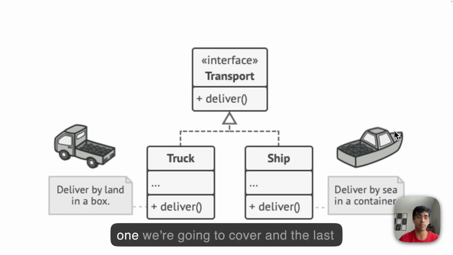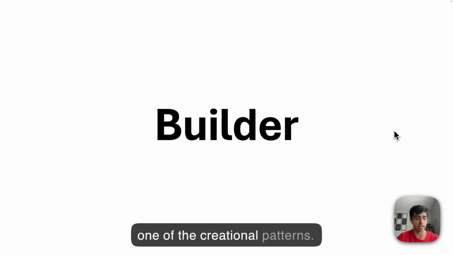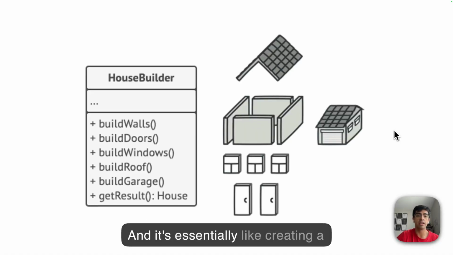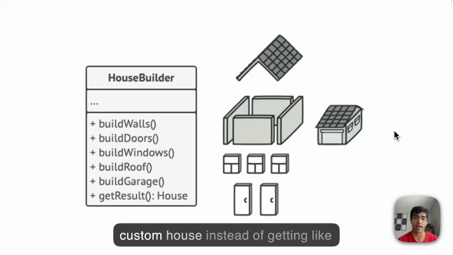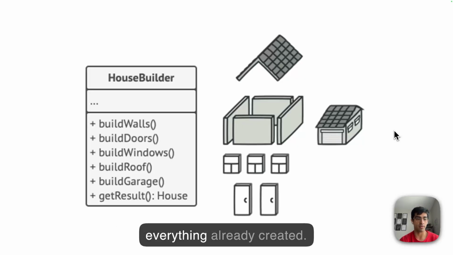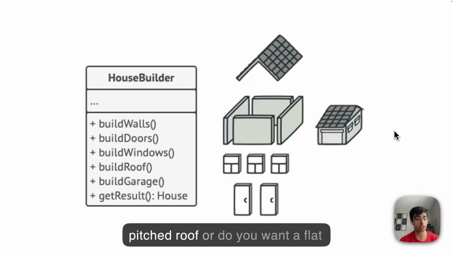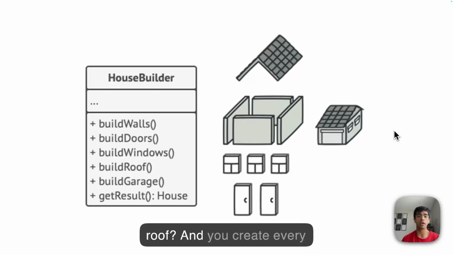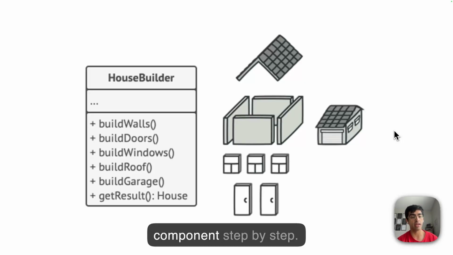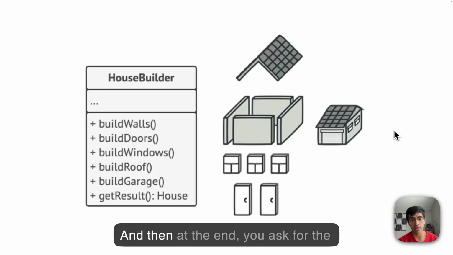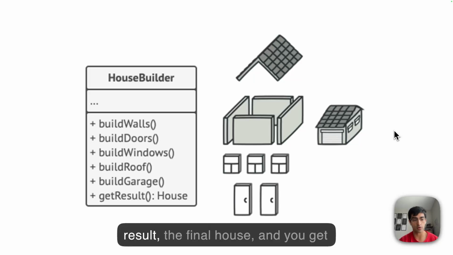Now, the builder pattern is the next one we're going to cover, and the last one of the creational patterns. And it's essentially like creating a custom house. Instead of getting a pre-made house, where you have everything already created, you go to a builder and they say, "Do you want brick walls or do you want wood walls? Do you want a pitched roof or do you want a flat roof?" And you create every component step by step. And then at the end, you ask for the result, the final house, and you get what you asked for.